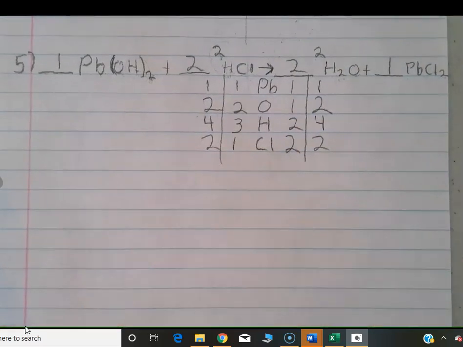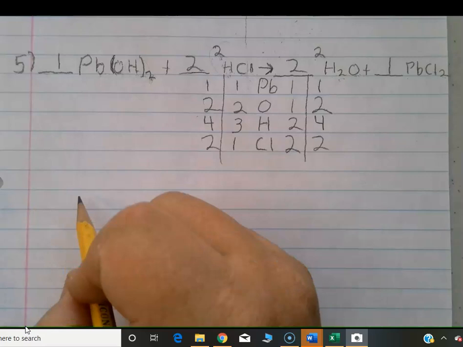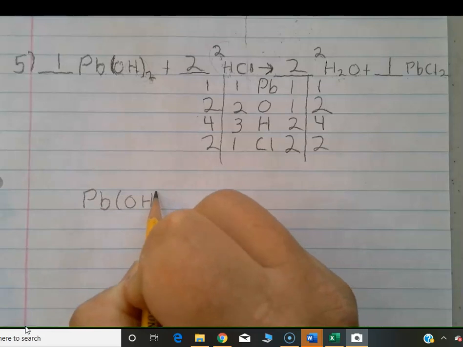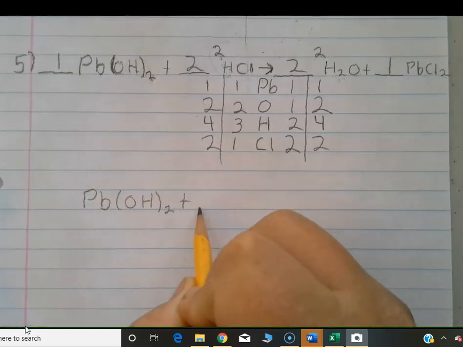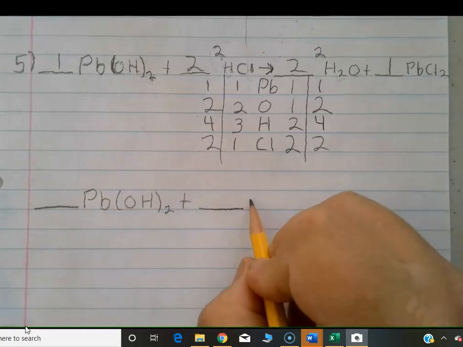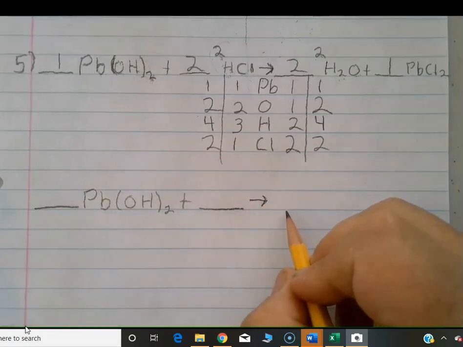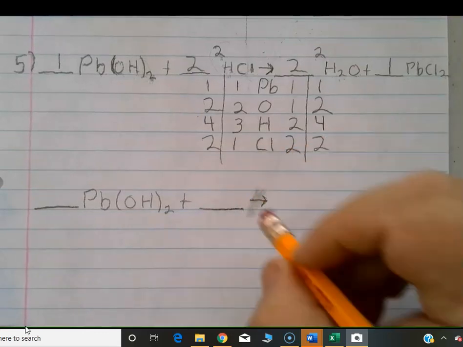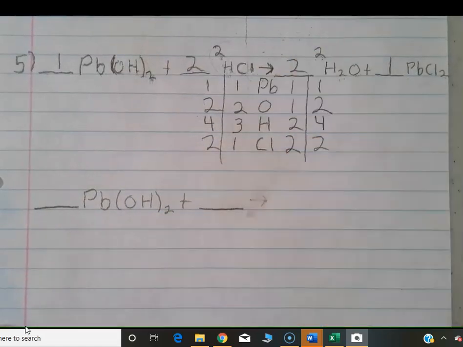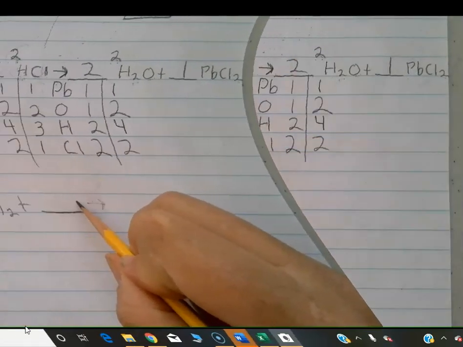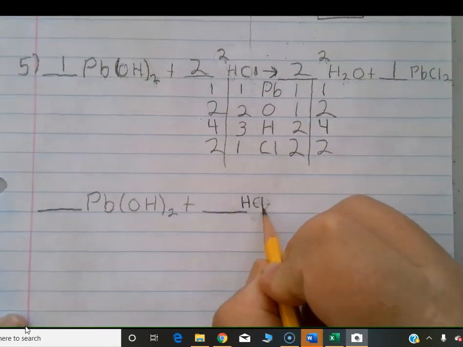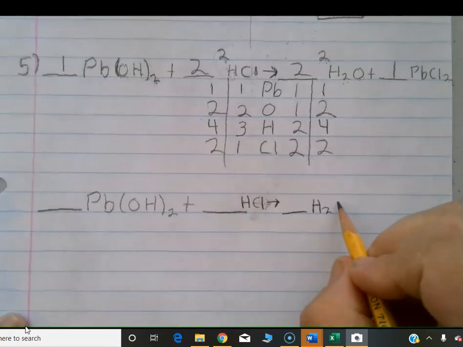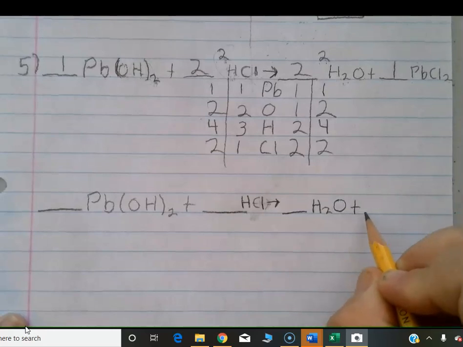Okay? Let's do this with the box method. Let's see if it's easier with the box method. I'm doing both. I want you to be able to choose a method that you like. Eventually you'll get to where you're doing these in your head. Okay, and we have HCl here, arrow, water, and lead chloride.